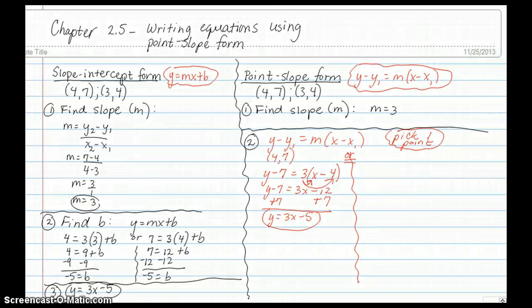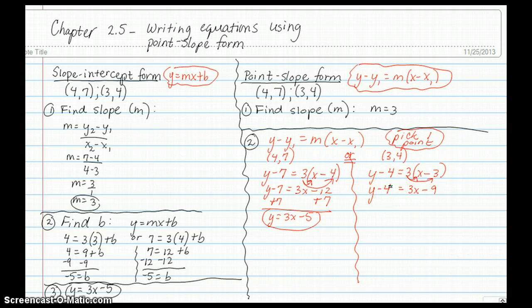Okay, you could have also chosen 3, 4 as your point. So y sub 1 is going to be 4, so it's y minus 4 equals m is 3 times x minus x sub 1 is going to be 3. You use the distributive property, so 3 times x is 3x. 3 times negative 3 is minus 9, or plus a negative 9. Bring down your y minus 4.